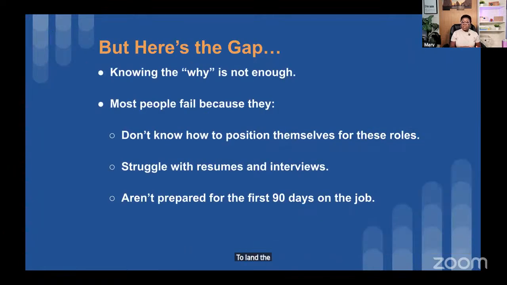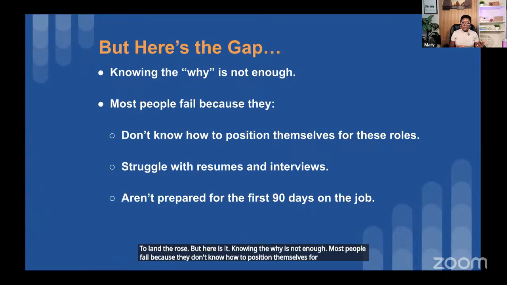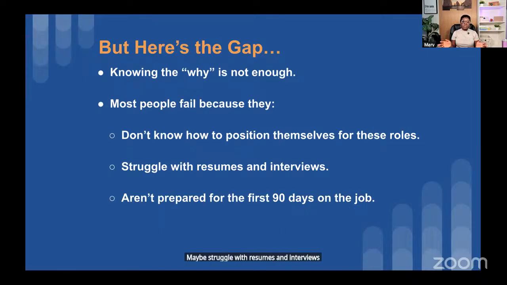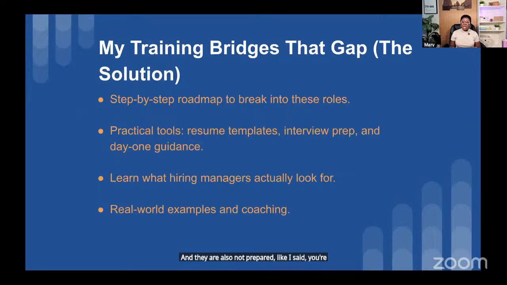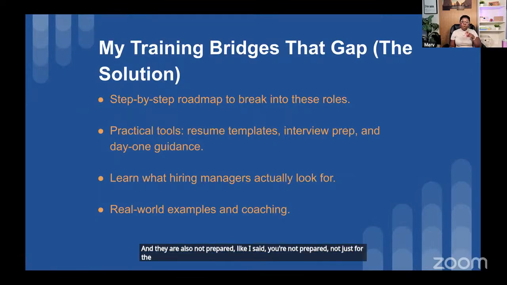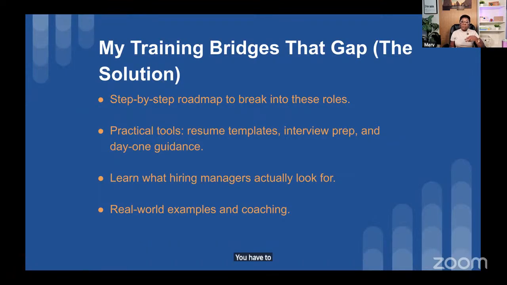But here's the thing. Knowing the why is not enough. Most people fail because they don't know how to position themselves for this role, like I've shared before. Maybe they struggle with resumes and interviews, which certifications will never help you with. And they are also not prepared. Like I said, not just for the 90 days, but for the job. You have to be prepared for the job. And this is where the training comes in. One, it is a step-by-step roadmap on how you can break into these roles.